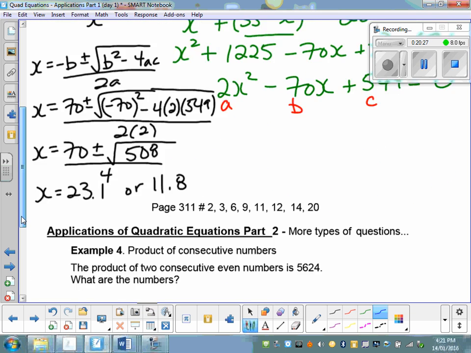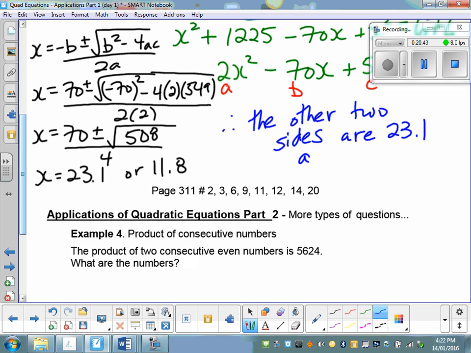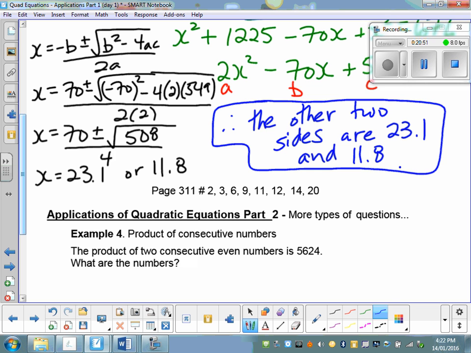So at the end here, in this case, we can just say, therefore, the other two sides are 23.1 and 11.8. And I didn't give you any units there, so we don't need to put any units on those lengths.